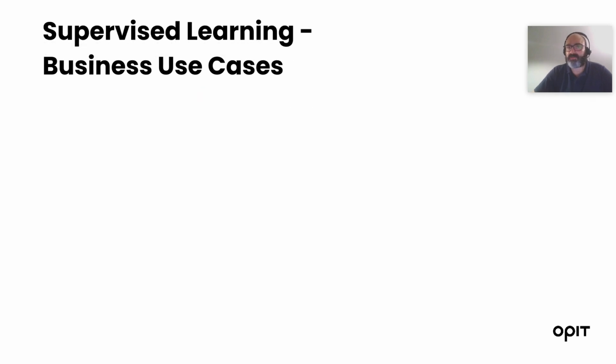What are the business use cases for supervised learning? Predicting client churn. What does it mean? This is the case when clients leave their phone company or their bank. And this is an important business case for supervised learning because they need to know in advance if there are actions they can take in order to retain the client.